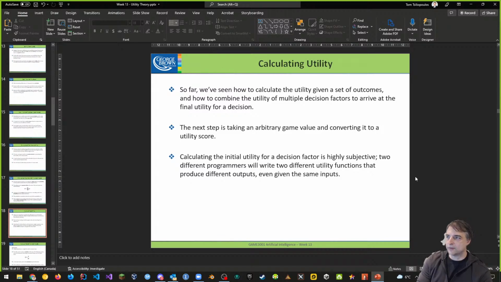So we've tried to calculate utility given a set of outcomes, but the next step is taking an arbitrary game value and converting it to some kind of utility score. We need to do that too. Calculating the initial utility for a decision factor is really subjective, because it depends on how you feel.